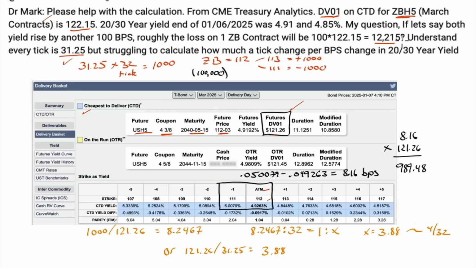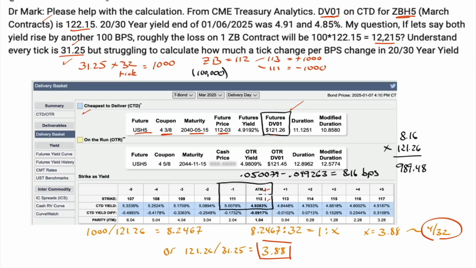Yeah, that's about right. Understand every tick is 31.25. Struggling to calculate how much a tick change per basis point value in the 20 to 30. The easiest answer is you simply take the 121.26, and if you know that each tick is 31.25, it's every 3.88 ticks, or 4 out of 32. But we can get there if we didn't know that. We can get there another way.